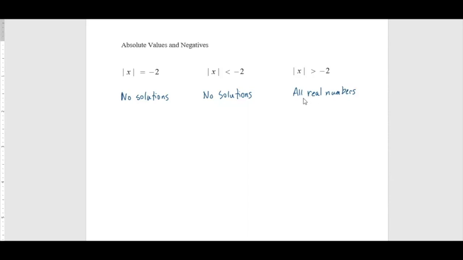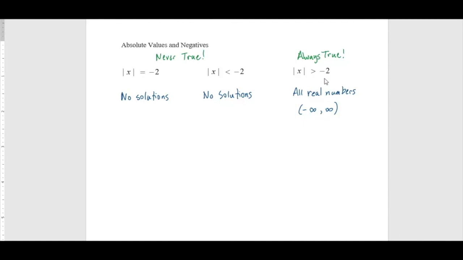The graph of this would be the entire number line, and the interval notation would be the interval from negative infinity to positive infinity. It's not difficult to remember these if you understand that this statement is always true and these statements are always false. Because a positive number or 0 is always greater than a negative number, and a positive number or 0 is never less than a negative number or equal to a negative number.